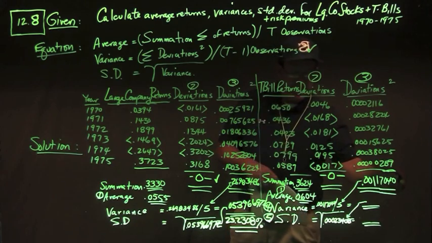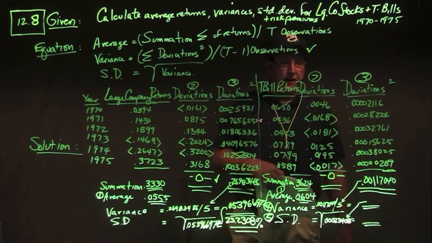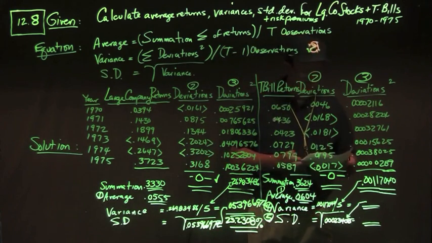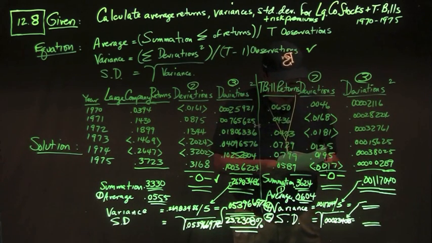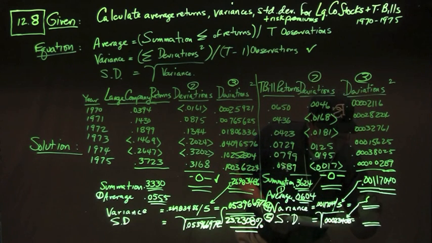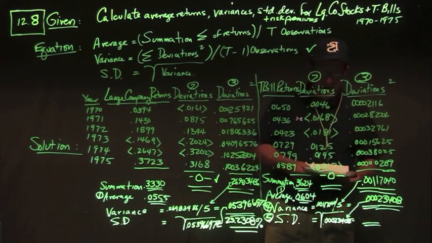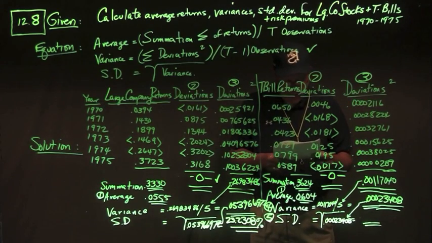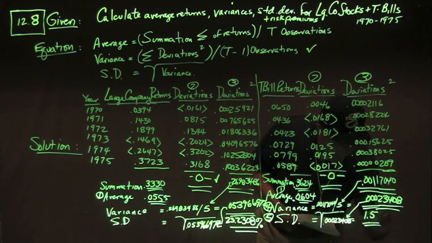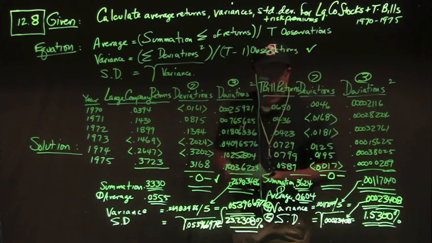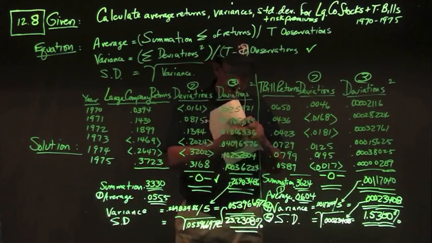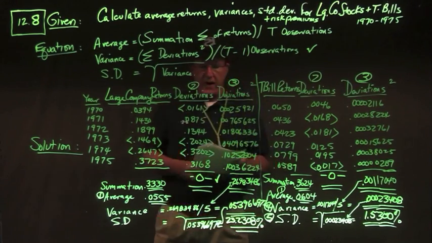Divide that by t minus 1 observations, or 5 observations, and I get a variance for T-bills of 0.00023408. And then I take the square root of that to get the standard deviation for T-bills, and I get 1.5300%. 1.53% is my standard deviation, so very little standard deviation, not very volatile, even though the rates are very high.